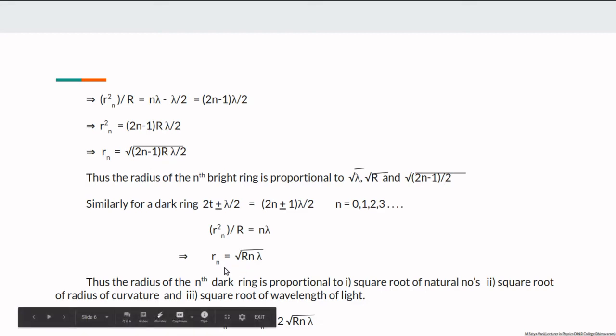The next one: rn, the radius of the nth dark ring, also depends upon the wavelength of light, the square root of the wavelength of light used.